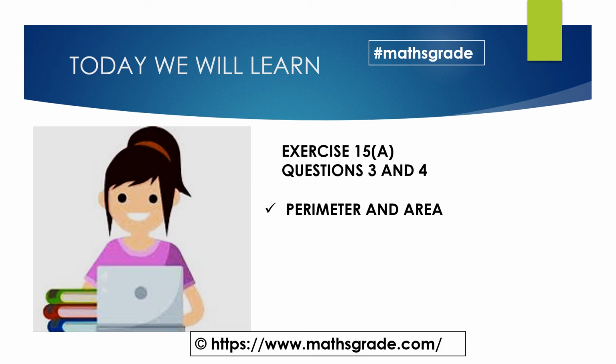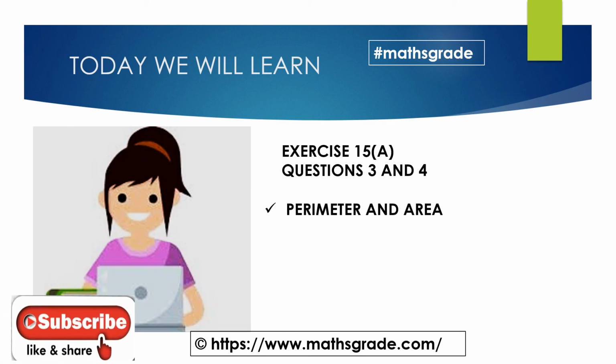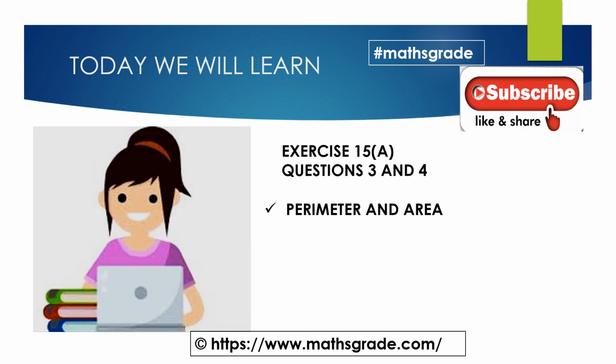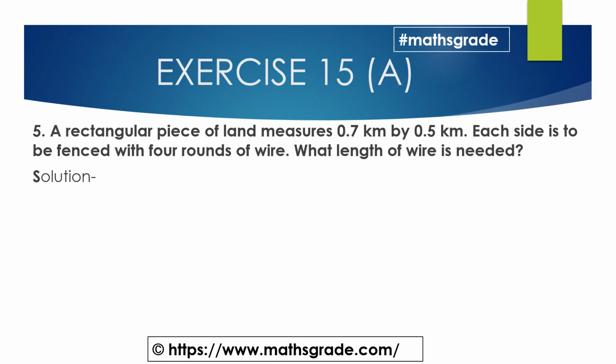Today we learn and solve exercise 15A, chapter 15, questions 1 to 10. Chapter name is Perimeter and Area. Let's solve some questions. Now we solve question number 5. A rectangular piece of land measures 0.7 km by 0.5 km. Each side is to be fenced with 4 rounds of wire. What length of wire is needed?